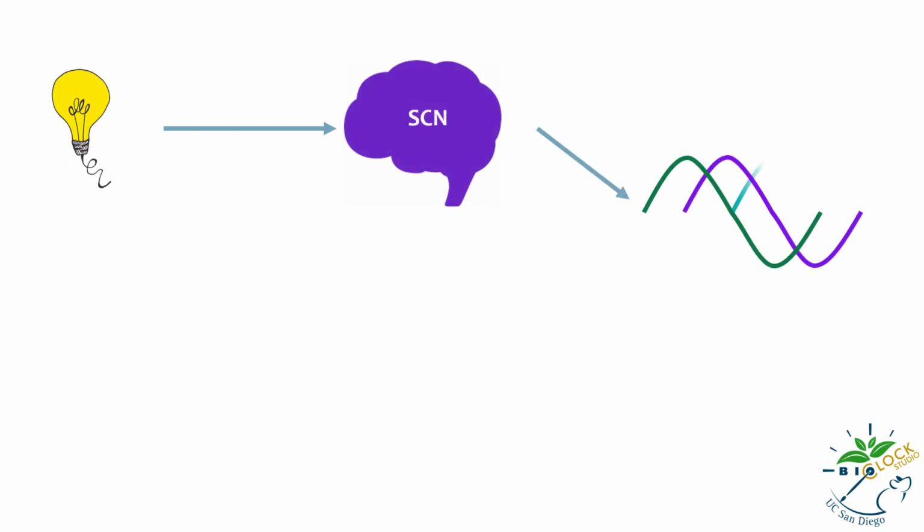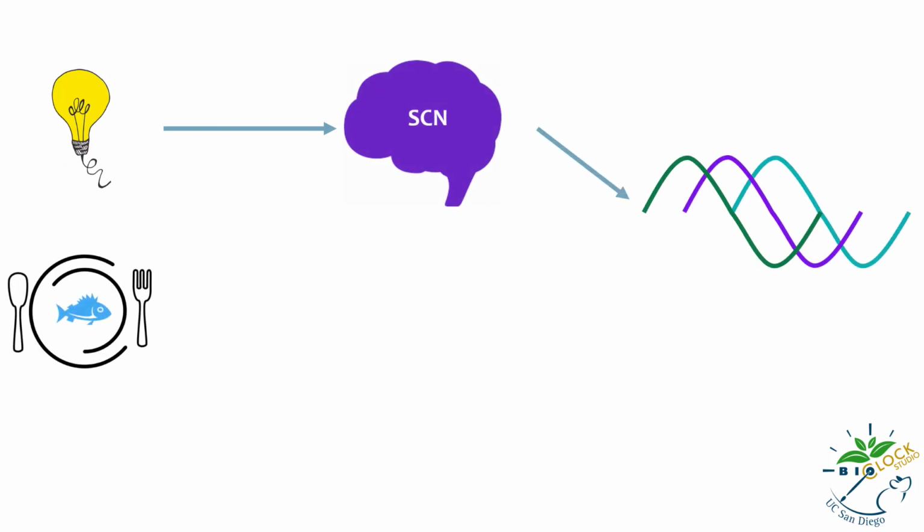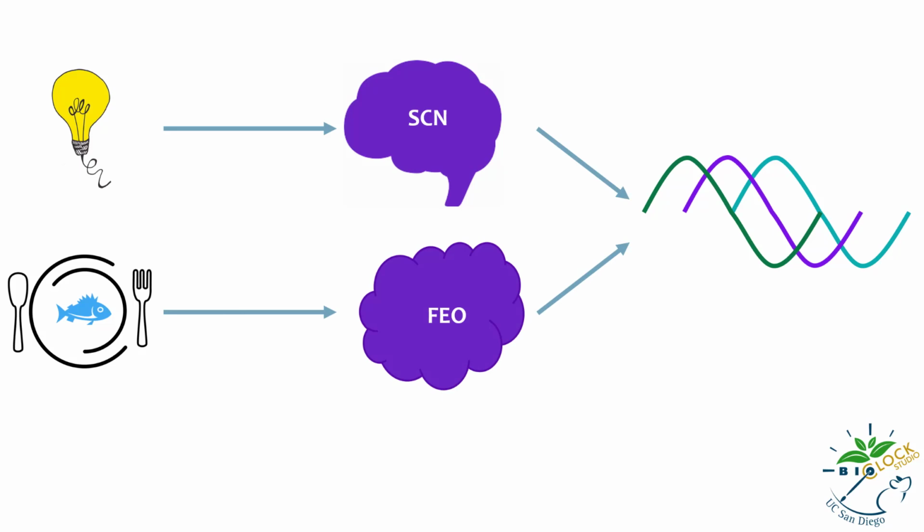Light is an important synchronizer of circadian rhythms through the suprachiasmatic nucleus, or SCN. However, in conditions where food availability is limited, the feeding schedule can also regulate circadian rhythms, leading to the idea of a food entrainable oscillator, or FEO.